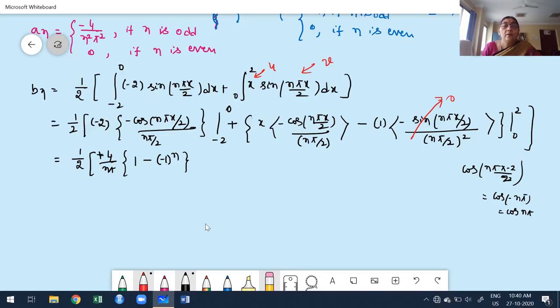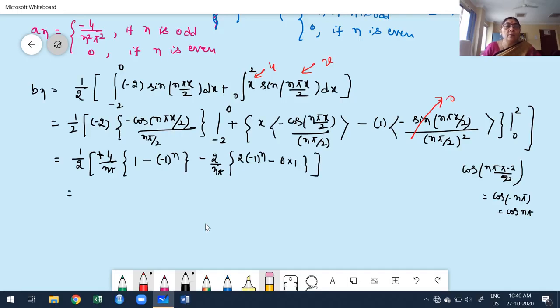And then, coming to this, plus into minus is minus 2 by n pi as constant. Apply the upper limit, which is 2: 2 into cos n pi, (-1)^n. For x equal to 0, cos 0 is 1.